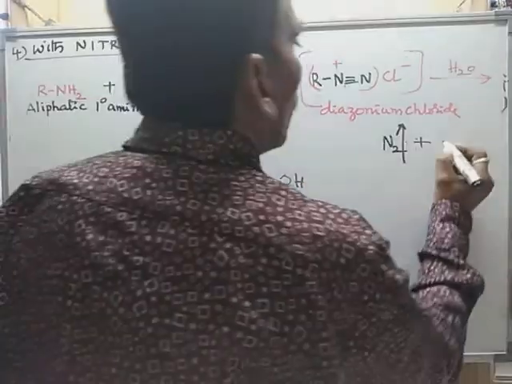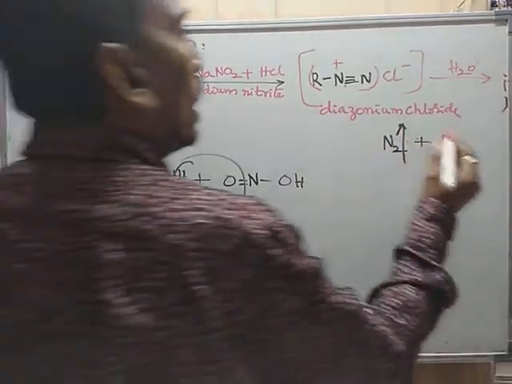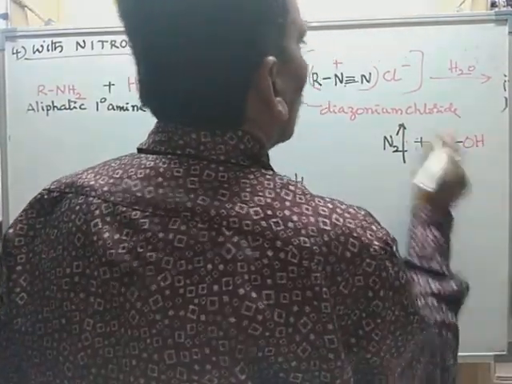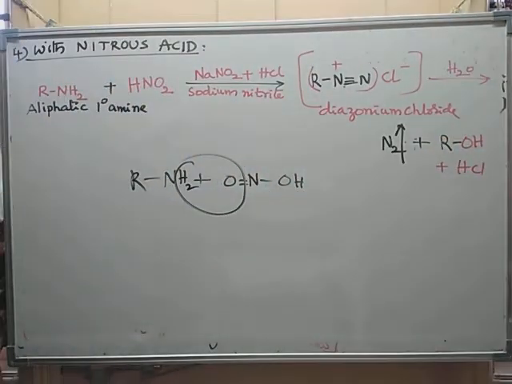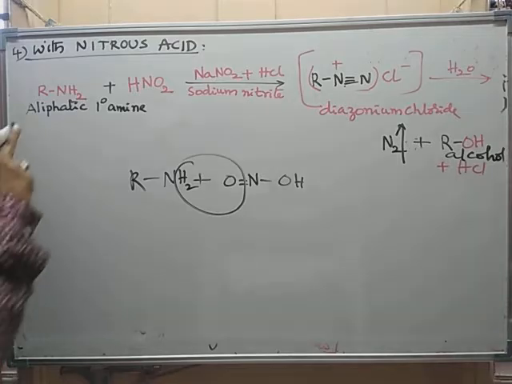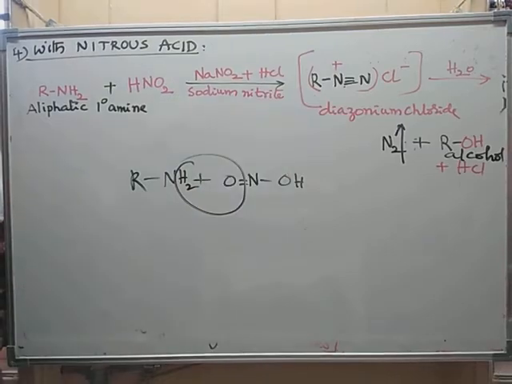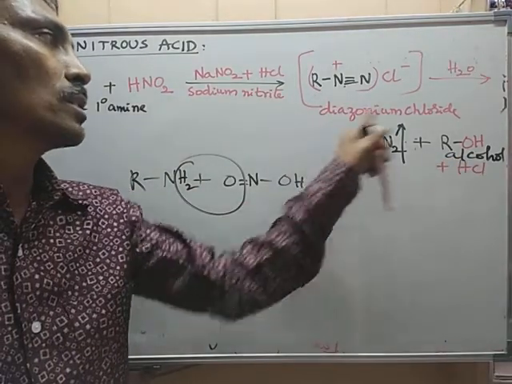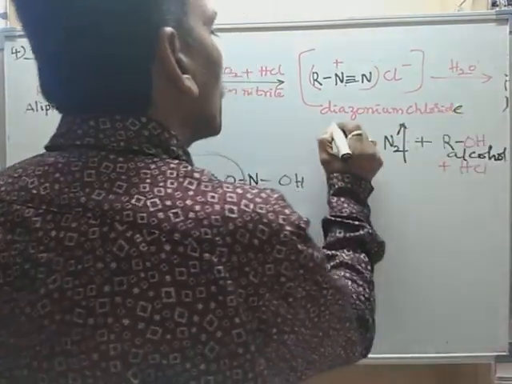Then other products: R is joined with which one? The H2O molecule is broken and OH is attached, then Cl with hydrogen, HCl. What is produced, dear students? ROH, the general formula of alcohols. So what is produced when aliphatic primary amine is treated with nitrous acid is the question. Answer is alcohol, and its diazonium chloride salt is unstable.